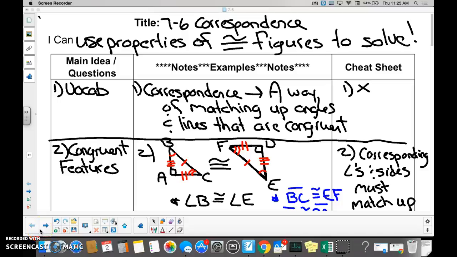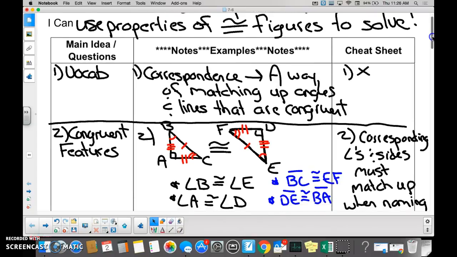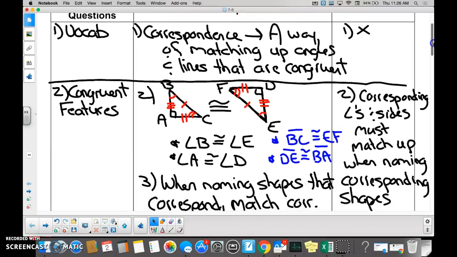7-6 correspondence. I can use properties of congruent figures to solve. So congruent figures help to show correspondence. Correspondence, again, a review for when we're doing alternate interior, alternate exterior, and corresponding angles, would be a way of matching up angles, and also in this case lines that are congruent. They're in the same spot of identical shapes.